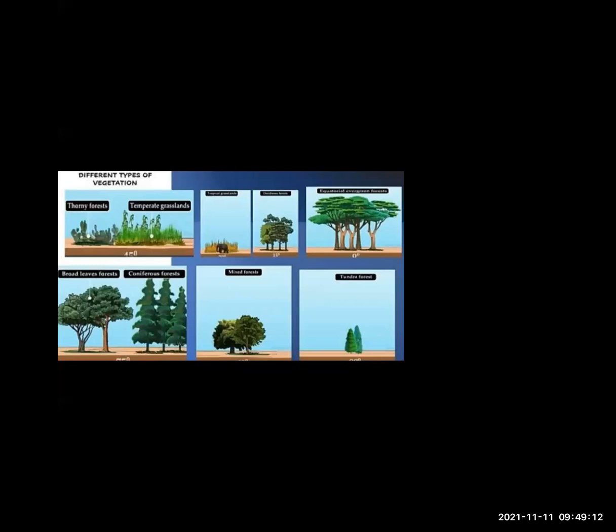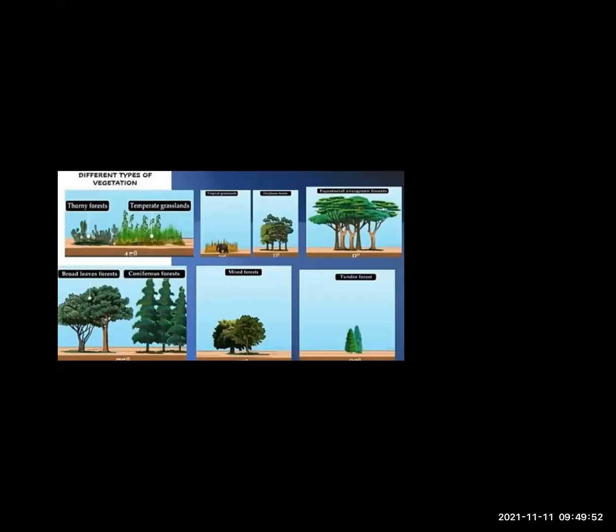You can see in the first, thorny forest and temperate grassland, it is 45 degrees. And in the second picture, equatorial and deciduous forest is there. It is 0 degrees to 15 degrees Celsius. That is the temperature of this vegetation, meaning how much heat and cold it needs to grow this forest or these trees: 0 degrees to 15 degrees Celsius.